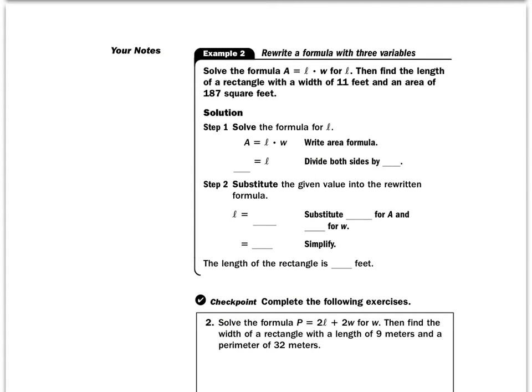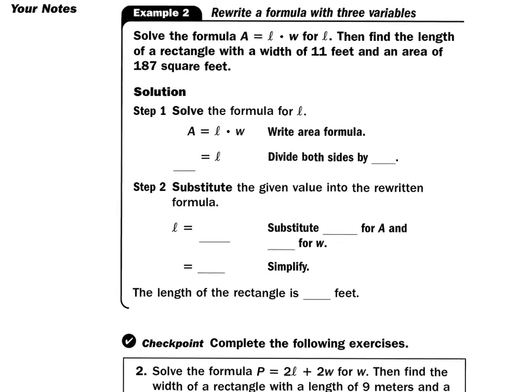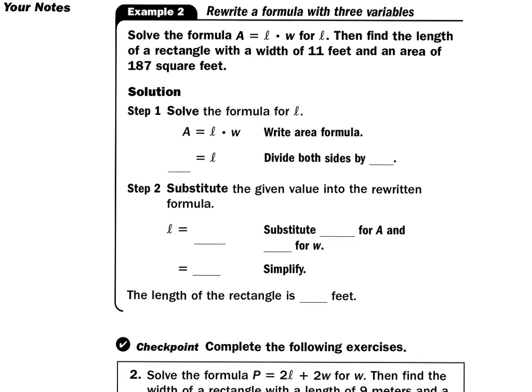Alright, what if we have 3 variables? So solve the formula A equals L times W for L. So I need to get L by itself. What's W doing to L? It's multiplying, so I need to divide both sides by W. And that leaves me with A over W equals L.